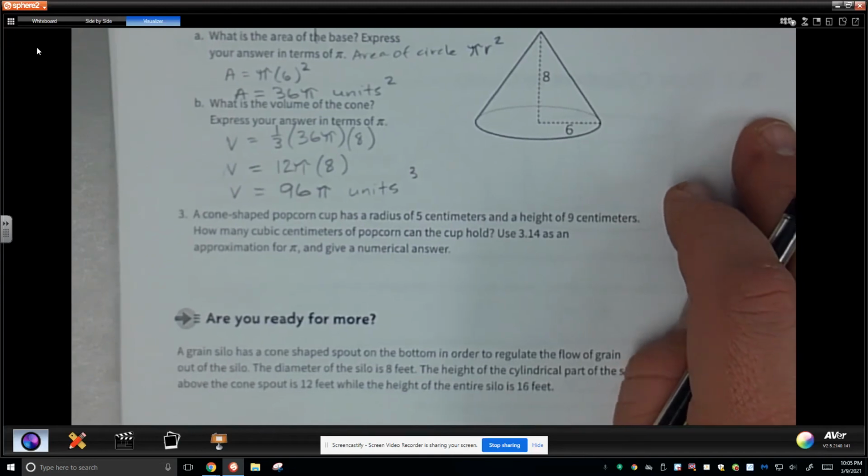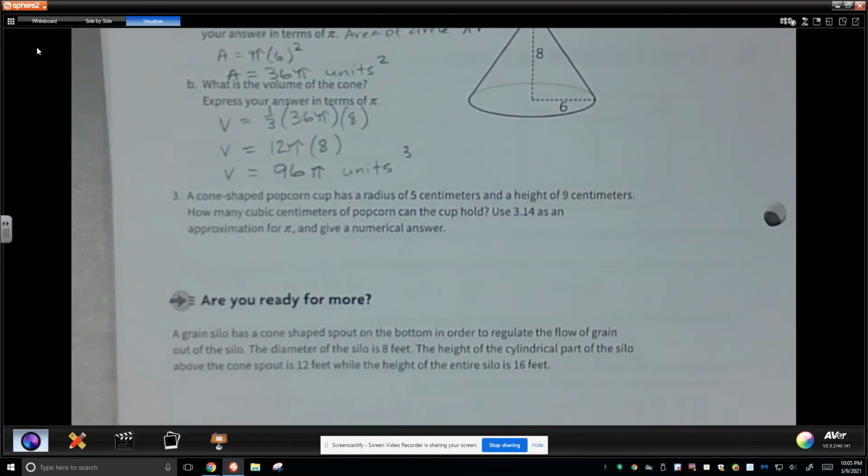So imagine for a minute a cone-shaped popcorn cup has a radius of 5 centimeters and a height of 9 centimeters. How many cubic centimeters of popcorn can the cup hold? Use 3.14 as an approximation for pi and give a numerical answer. So in this case, obviously, it says numerical answer, we are going to see where that comes up.